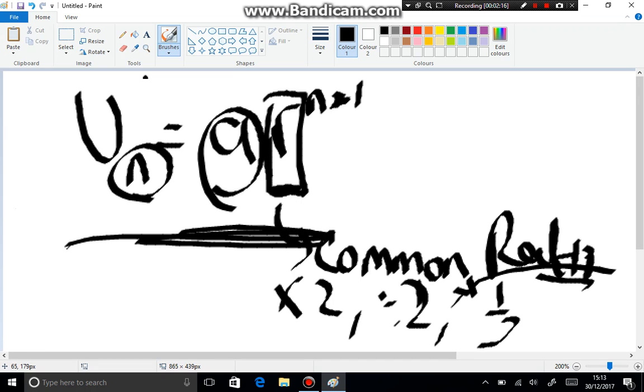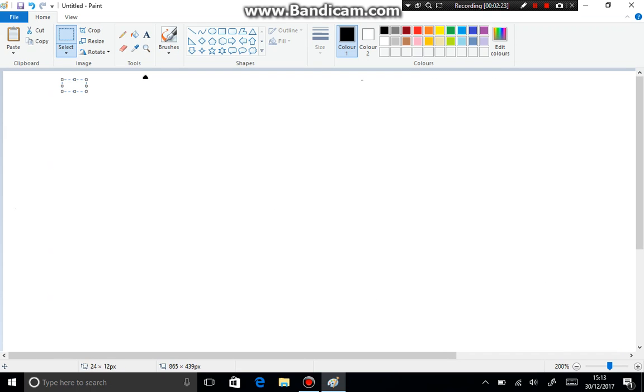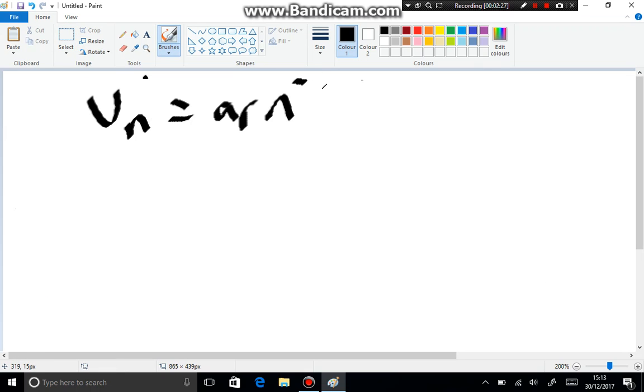So let me just go over something quickly. So un, let me just write it down. Un is equal to ar to the power of n minus 1. And the reason it's n minus 1 is because we're assuming that the first represents the 0th month.